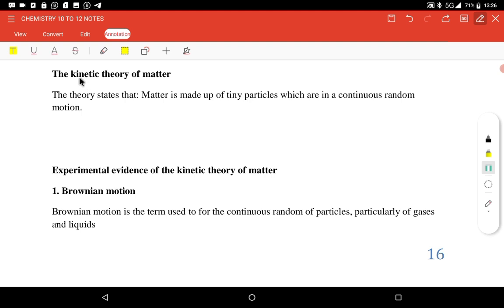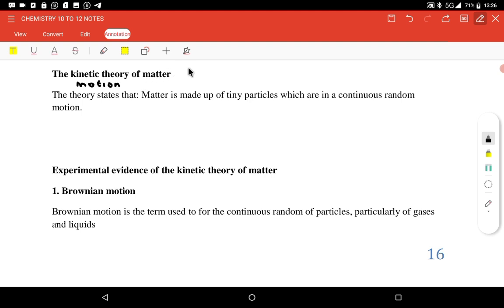Now that we've looked at what matter is, we now go into the kinetic theory of matter. The term kinetic is very important for us to know, because it has an important meaning. Kinetic simply means motion. So, kinetic theory of matter.